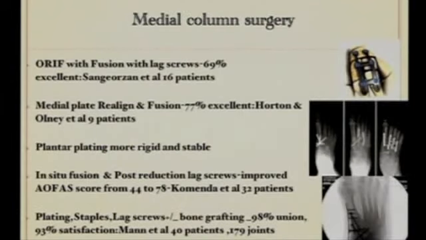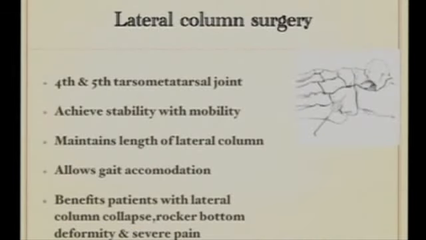Now, in the medial column surgery, ORIF with fusion with lag screws showed an excellent 69% results in one of the Sangeorzan series of 16 patients. Medial plate realignment and fusion, 77% results. Plantar plating is more rigid and stable, but it can be done only on the medial side. In situ fusion and post reduction lag screws did improve the score from 44 to 78 in 32 patients by Komenda et al. And you could use the combination of plating, staples, and lag screws and add bone graft to improve your union.